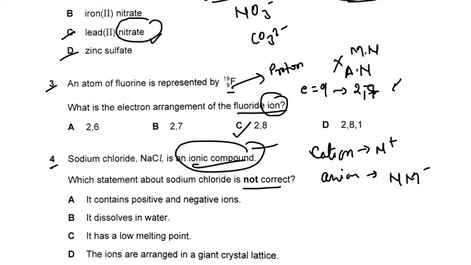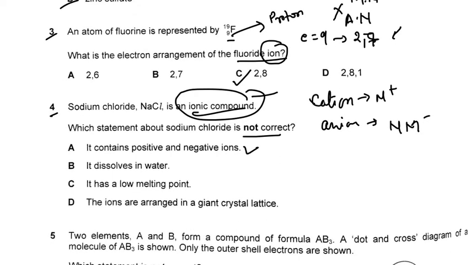It contains positive and negative ions. Yes. It dissolves in water. All ionic compounds dissolve in water. Very good. It has a low melting point. No. An ionic compound has a very high melting and boiling point. Can you tell me why? Yes, you're right. The electrostatic force of attraction between the metal and non-metal is very high, and to break that you require a lot of heat. So option C is not correct.